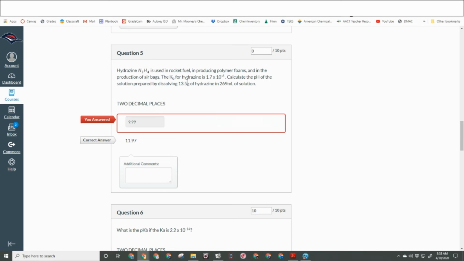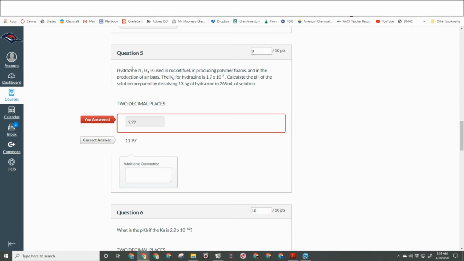So we have 13.5 grams in 269 milliliters. So what you're going to do is calculate a molarity. You're going to convert this to moles. Here's the hydrazine, convert this to moles. Convert this to liters. Moles over liters is going to give you a molarity. So now you have your molarity for your ice chart. Here you have KB. So you're going to set this up: X squared over this molarity is equal to this KB. You're going to solve for X.